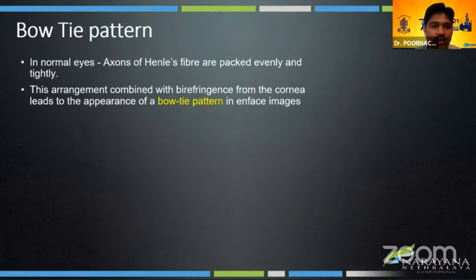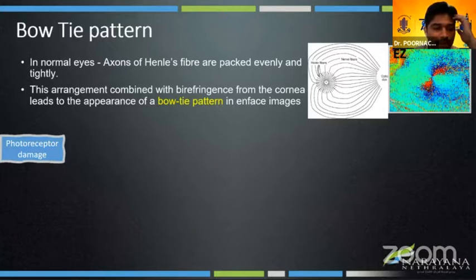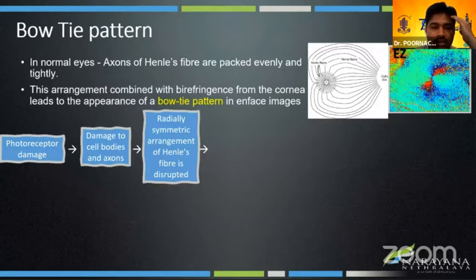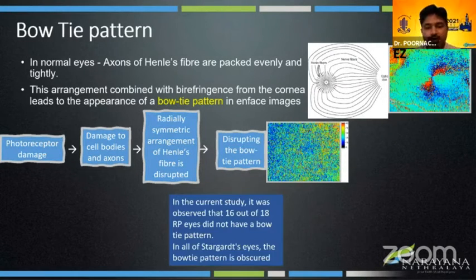Coming to the bow tie pattern, normally, we know the axons of Henle fibers are packed evenly and tightly. So this arrangement combined with corneal birefringence can give rise to the bow tie pattern. Whenever there is photoreceptor damage, there will be damage to the cell bodies and axons, and the radial asymmetry gets disrupted, thereby disrupting this bow tie pattern. So in the current study, we observed that all Stargardt's and 16 out of RP patients had a loss of this bow tie pattern. Two patients who retained the bow tie pattern had sectoral RP.